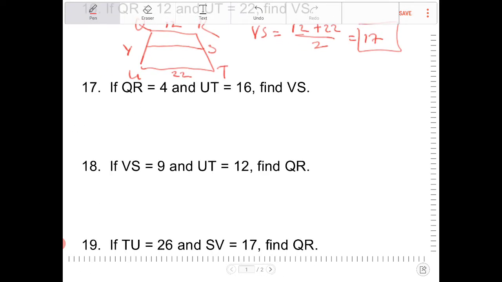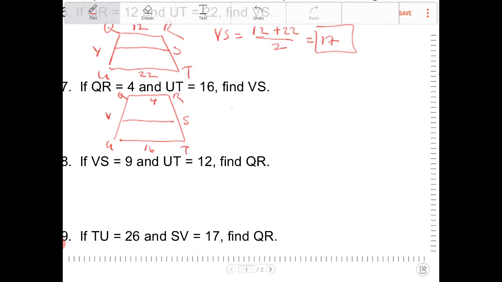Okay. So again, same diagram. So QR is 4. UT is 16. We need to again find out what VS is. So same exact problem, pretty much. So VS is equal to the average of 4 and 16, which is equal to 10.